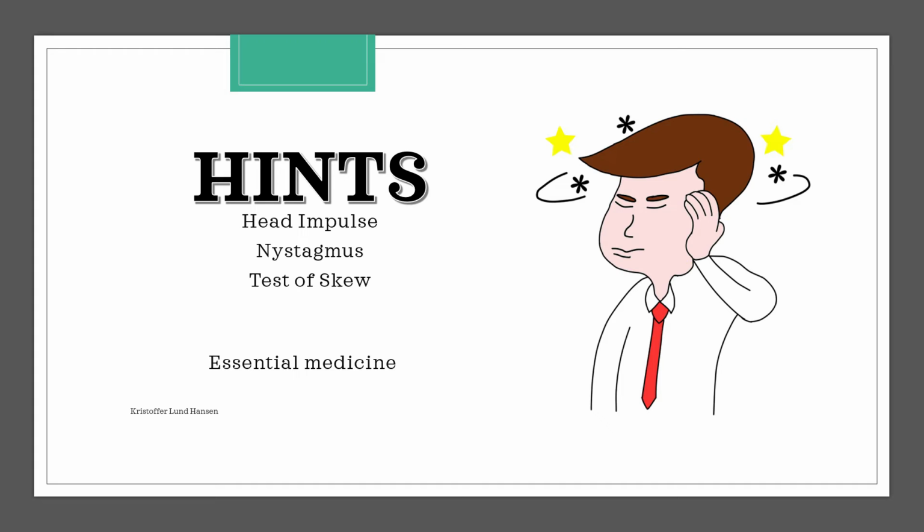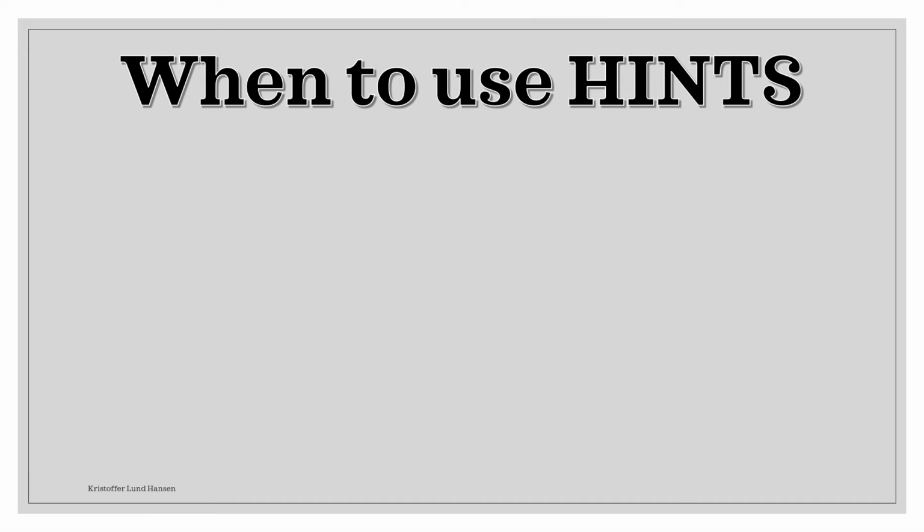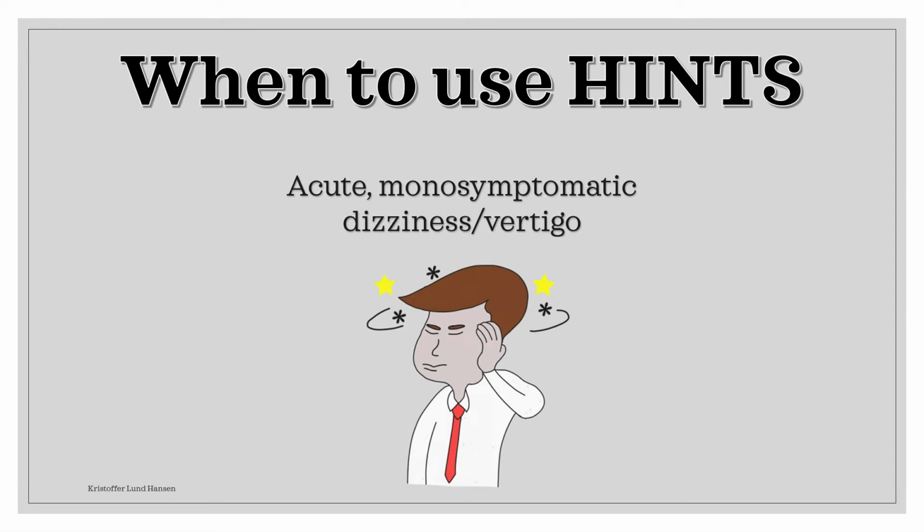This video will be about the HINTS exam, when to use it, how to perform it, and how to evaluate the results. So first of all, when should we perform a HINTS exam? It is quite simple actually. When a patient presents with acute monosymptomatic dizziness or vertigo, then HINTS is relevant.